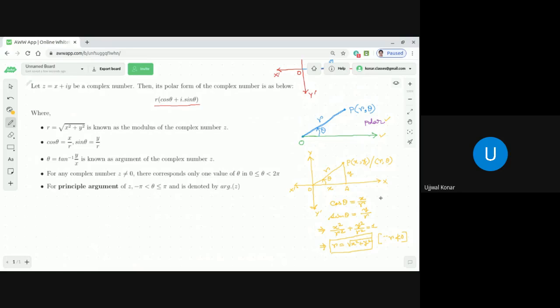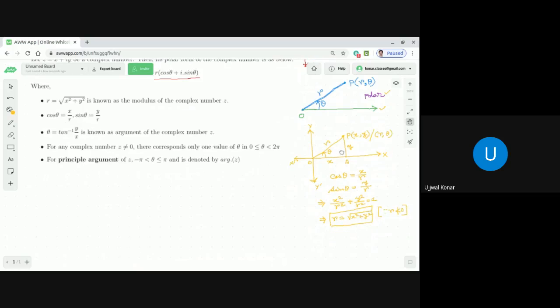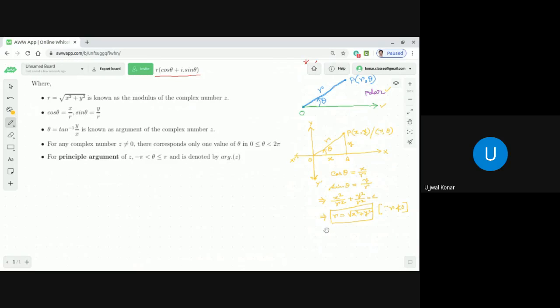What I can see, dear students, is that tan theta is equal to y by x, correct or not? And dear students, if you looked into my video lectures on inverse trigonometric functions, you must agree with me that I can write theta is equal to tan inverse of y by x. So what we do, dear students, is we write r and theta in terms of x and y.